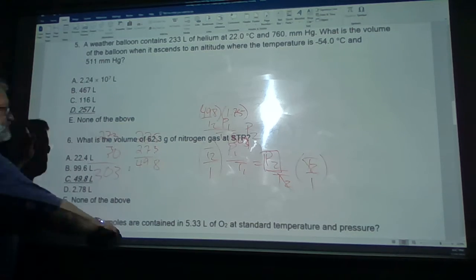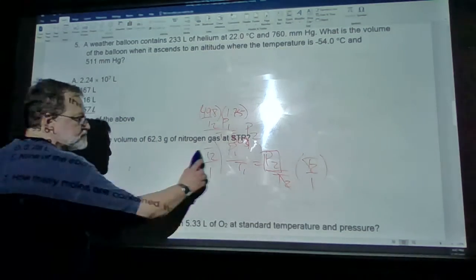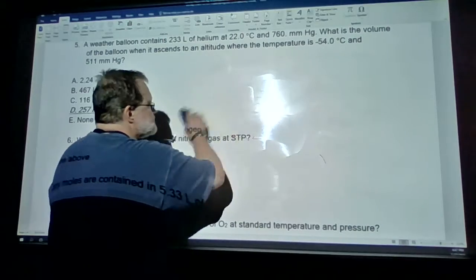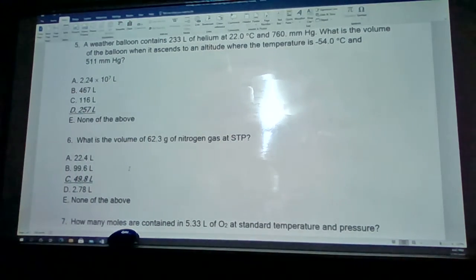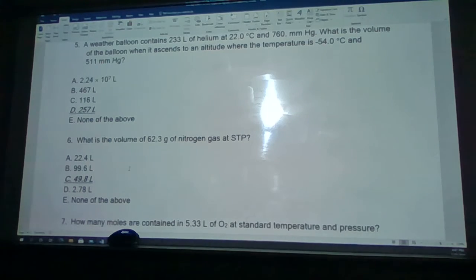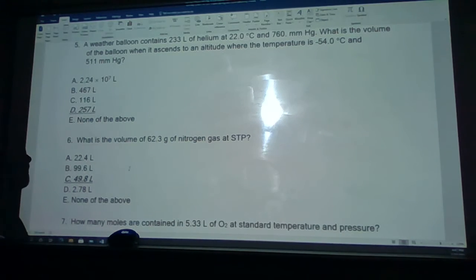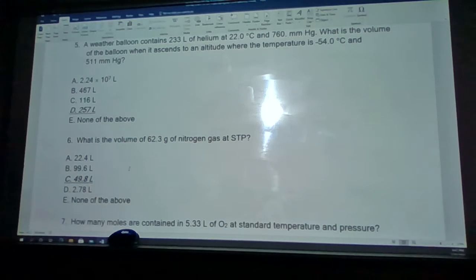Number 5. A weather balloon contains 233 liters of helium at 22 degrees C at 760 millimeters of mercury. What's the volume of the balloon when it ascends to an altitude where the temperature is minus 54 and the pressure is 511 millimeters of mercury?